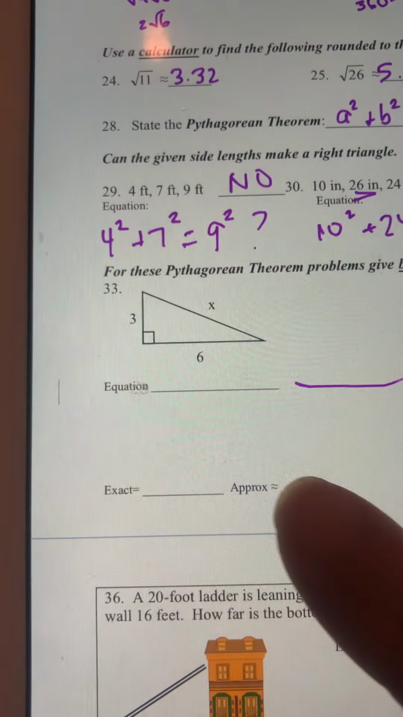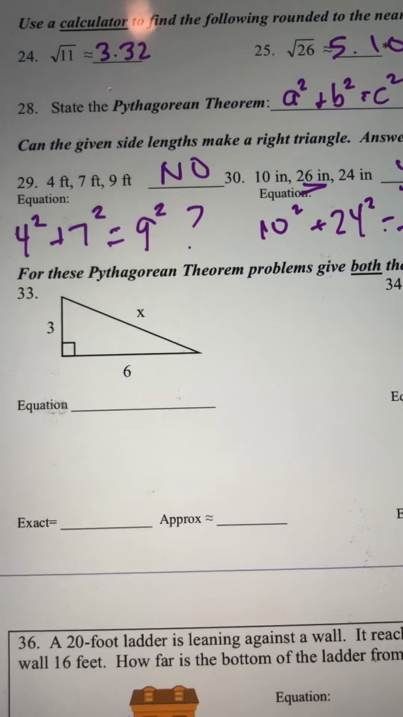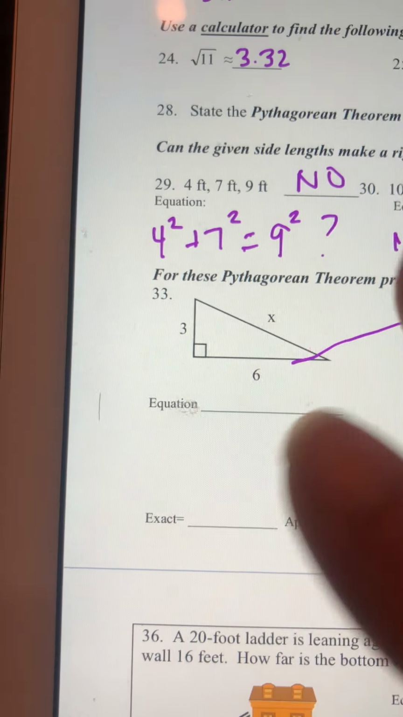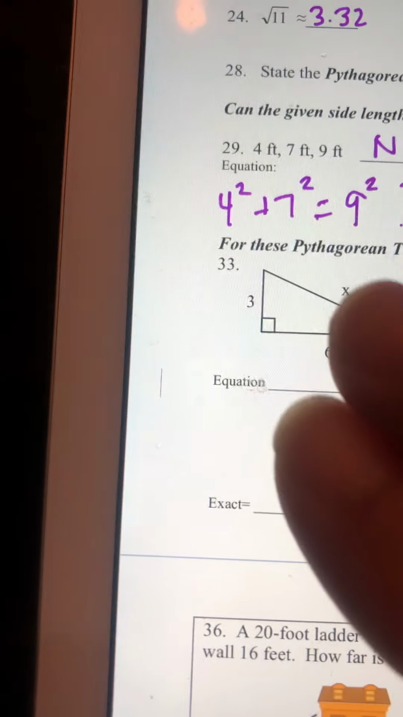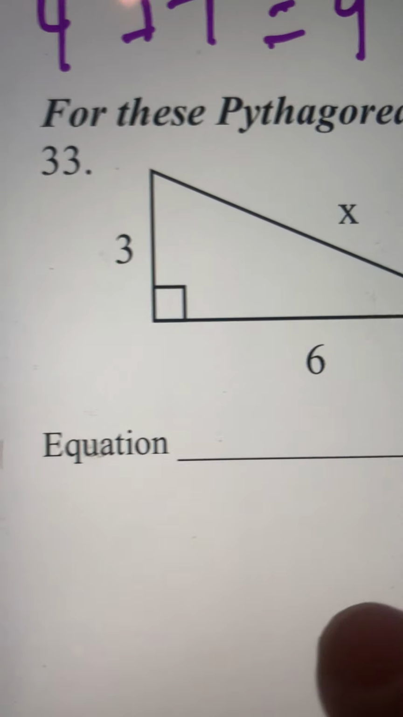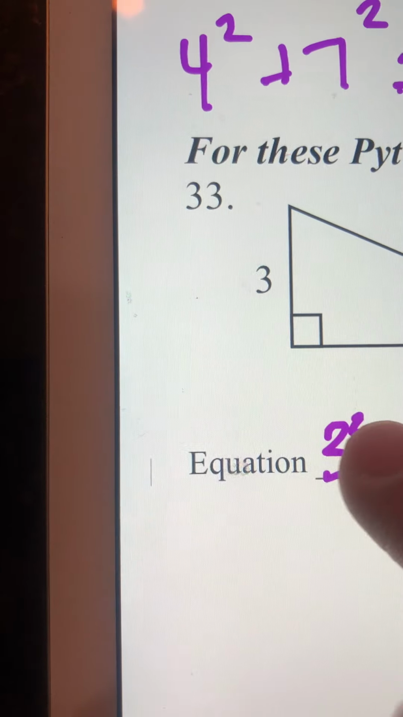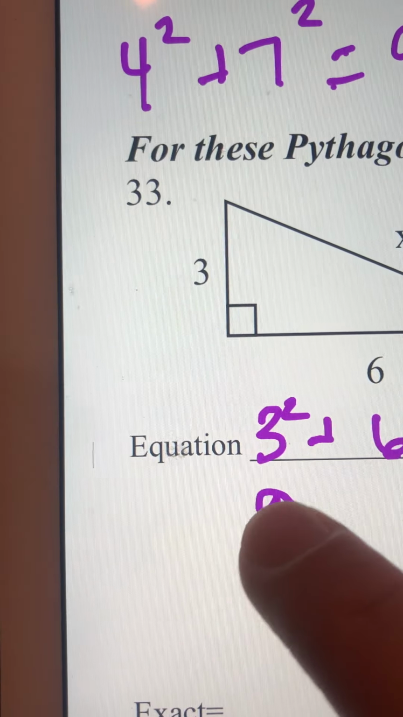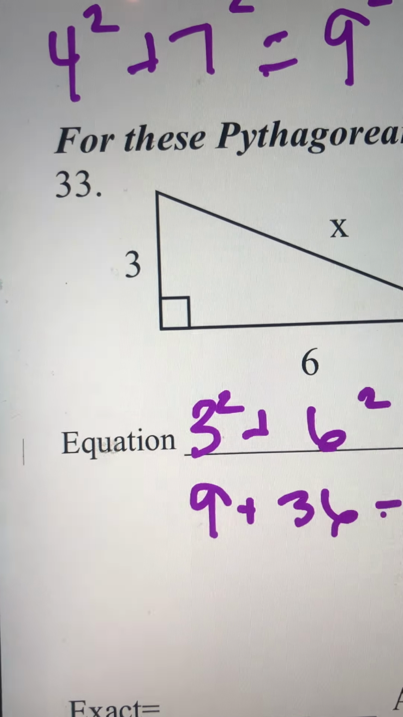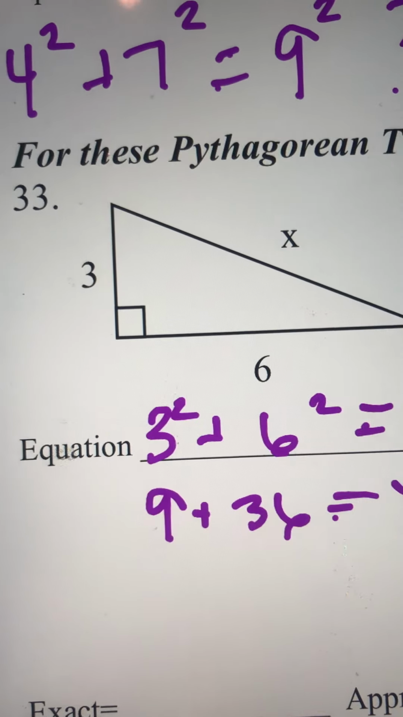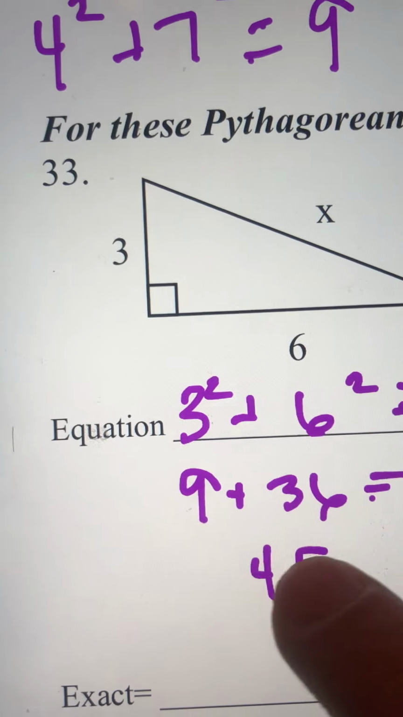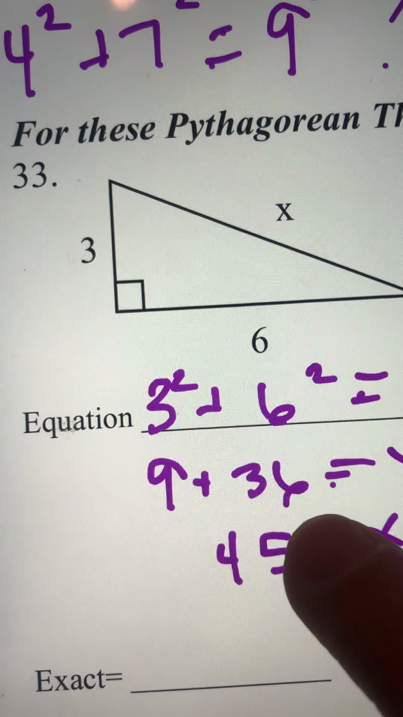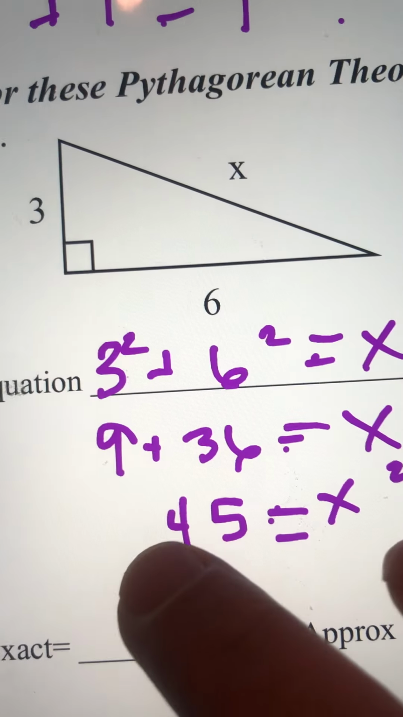Now we actually start doing some Pythagorean theorem questions, right? And we know that the key there is that you get the C correct, right? So let's see, zooming it in here. The equation here would be 3 squared plus 6 squared equals x squared, or 9 plus 36 equals x squared. So you'll notice here I'm asking for two types of answers, exact and approximate.